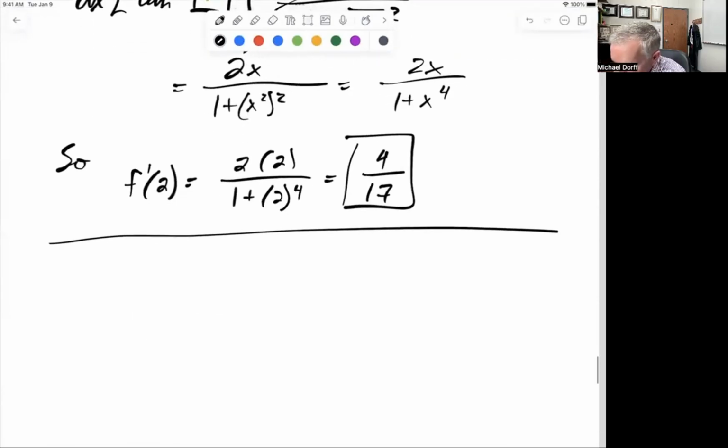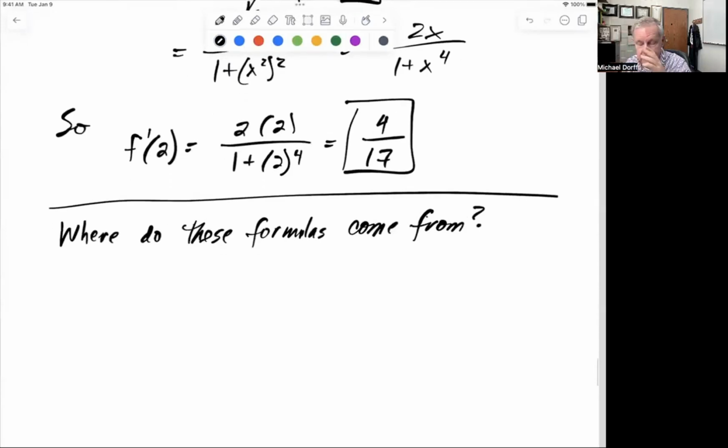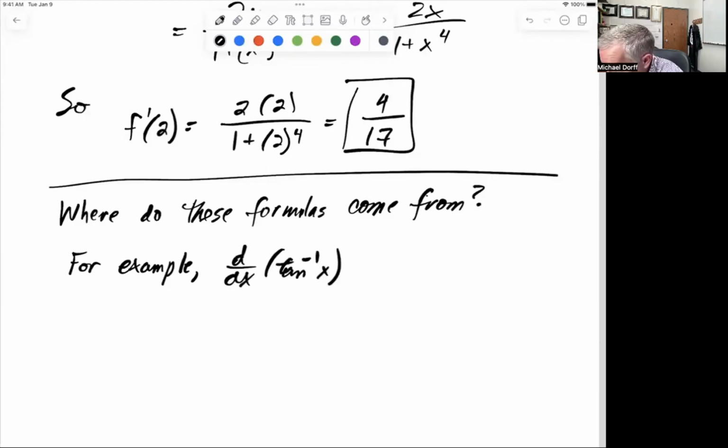Let me end with one last thing. Where do these formulas come from? Where do these derivatives of inverse trig formulas come from? Well, it's going to be the same thing as how we got the derivative of the natural log of x. So we're going to do an example here. We just used that the derivative of the inverse tangent is 1 over 1 plus x squared.